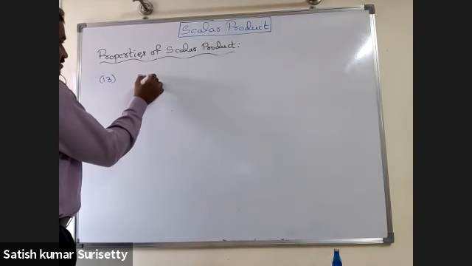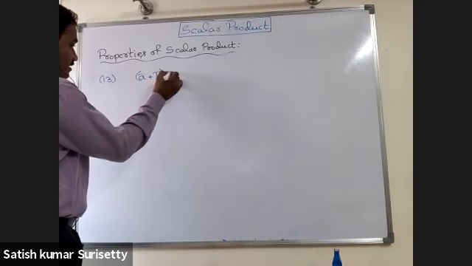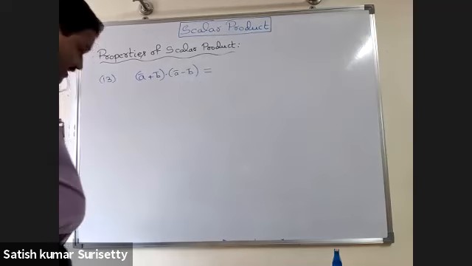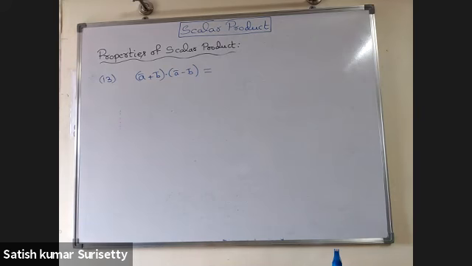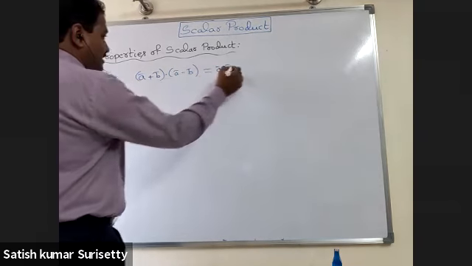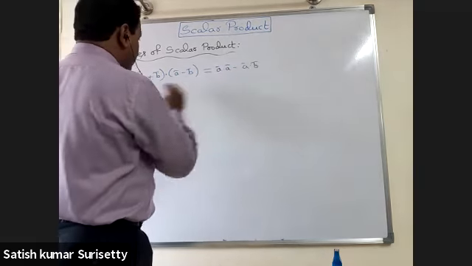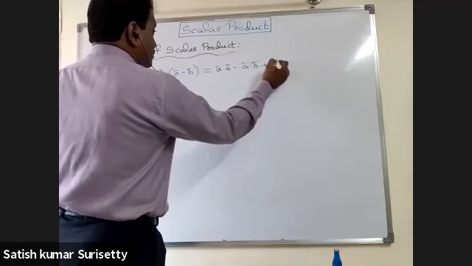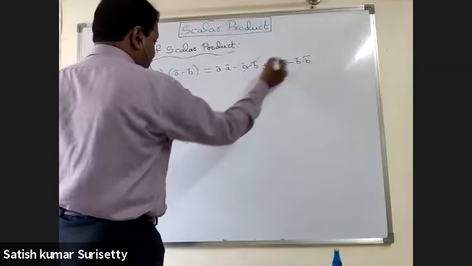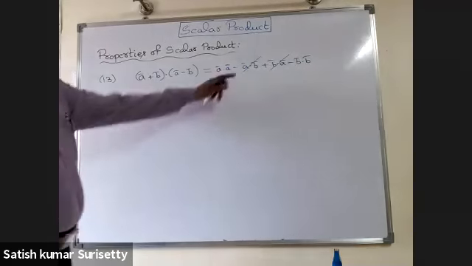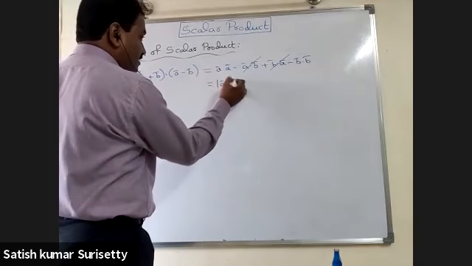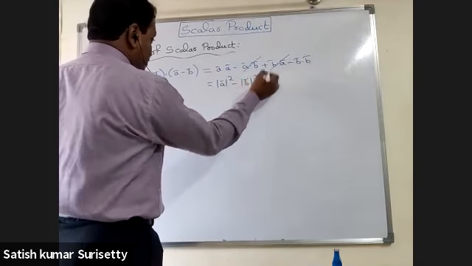Consider a bar plus b bar dot a bar minus b bar. Now again expand by the distributive property: a bar dot a bar minus a bar dot b bar plus b bar dot a bar minus b bar dot b bar. Because a dot b and b dot a are both the same, this will be the same as modulus of a bar square minus modulus of b bar square.